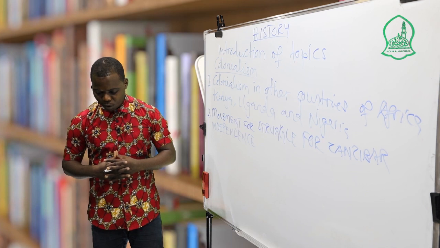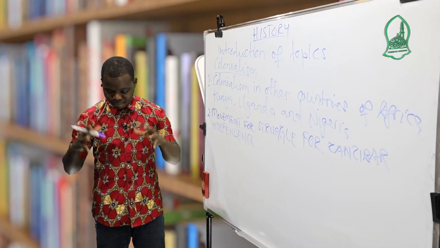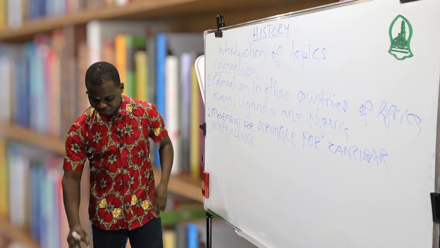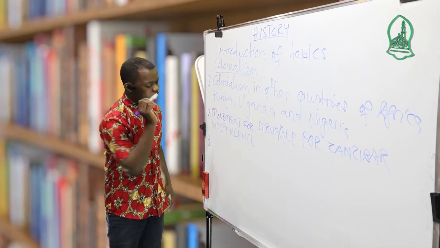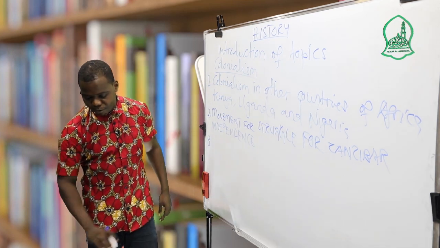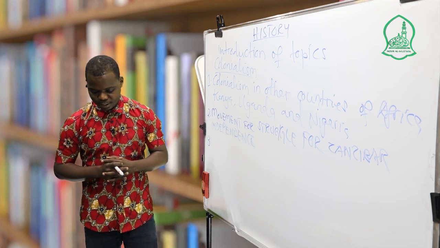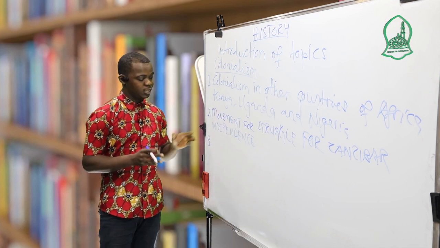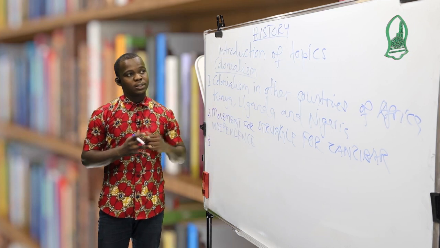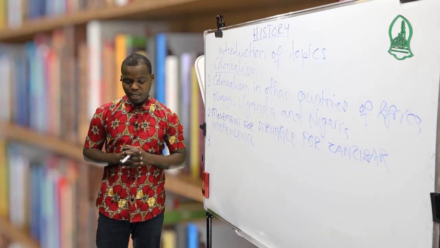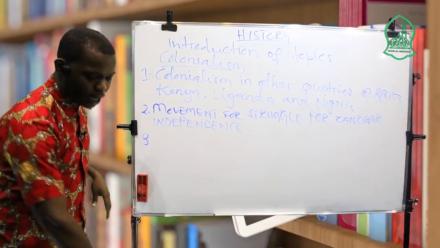And last, we are going to see, within the same topic, political parties within the same period. And after that we shall know the third topic, which is known as movement for Zanzibar independence. This will be the third topic of our syllabus of standard 6 here. If you are a student of standard 6, you have to know these topics.